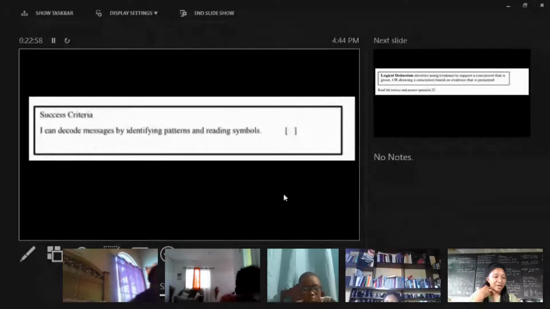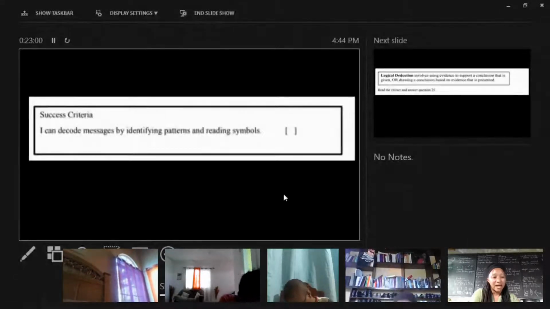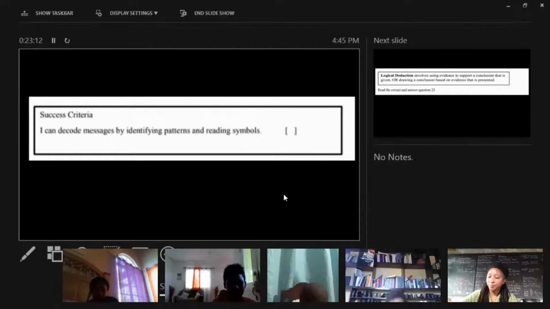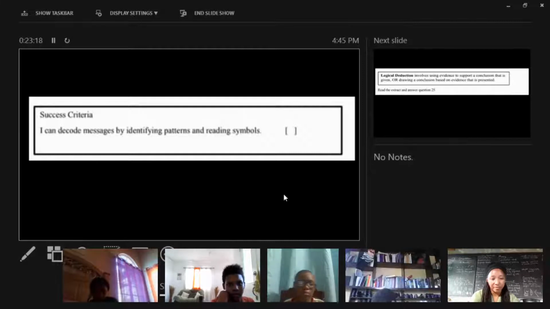The success criteria for the artificial language: we should be able to say, I can decode messages by identifying patterns and reading symbols.